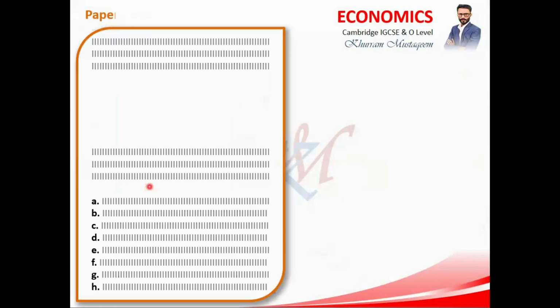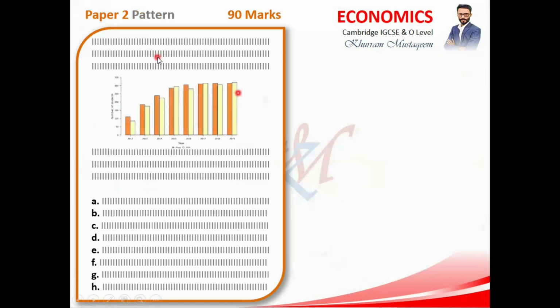Your whole economics paper 2 has two sections. This is section A. Section A is a long case study. There is a paragraph, then there is a diagram, a schedule, or a table, and after that the paragraph continues. After that, you will be asked questions A, B, C, D, E, F, G, H. This whole case study consists of 30 marks.